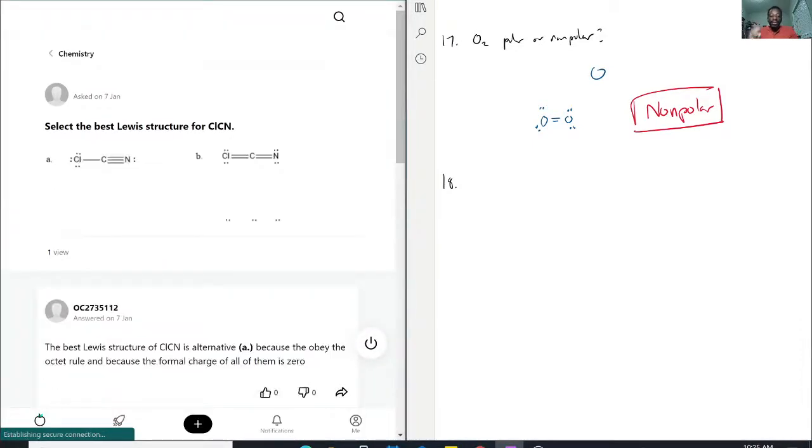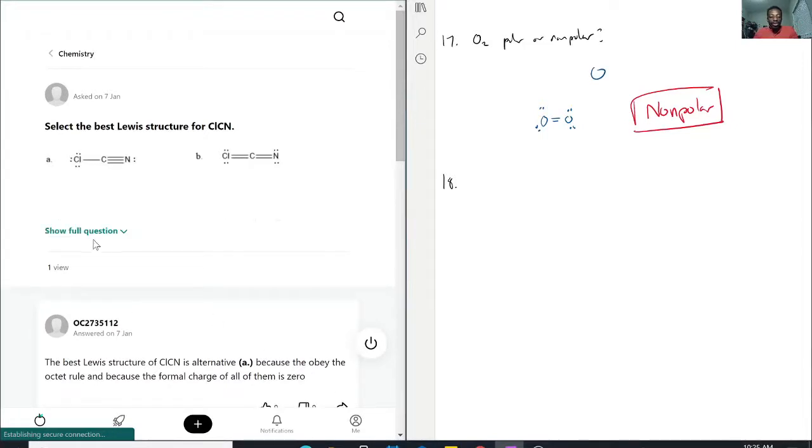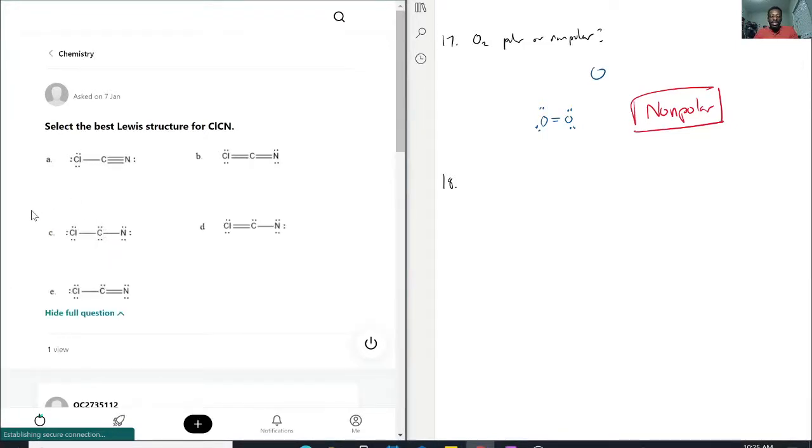We have to select the best Lewis structure for ClCN. So something cyanide, maybe chlorine cyanide, that would probably be the name of this. Nonetheless, let's see what we can select based on this. What I like to do is actually just draw out my own Lewis structure and then compare.